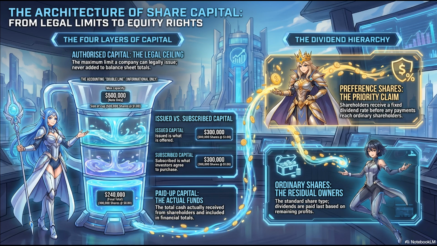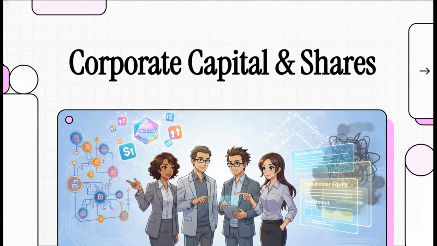Watch how quickly this breaks down on share capital and company equity. All right, let's get right into it. If you've ever found yourself staring blankly at a balance sheet, totally lost in all that jargon about corporate share structures, you are absolutely in the right place. Today, we're going to completely demystify the architecture of corporate capital.